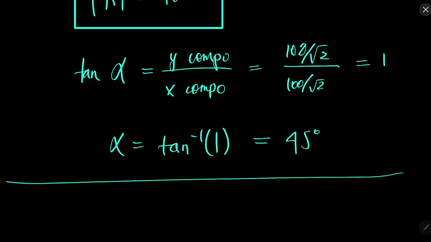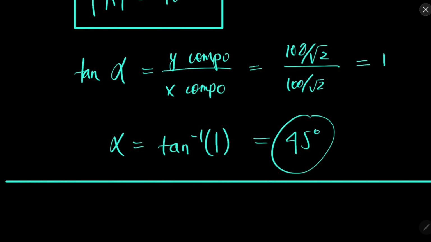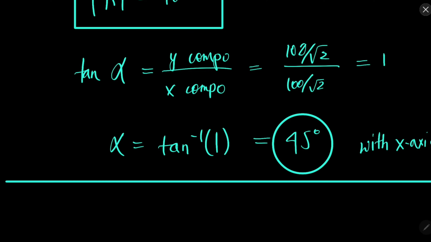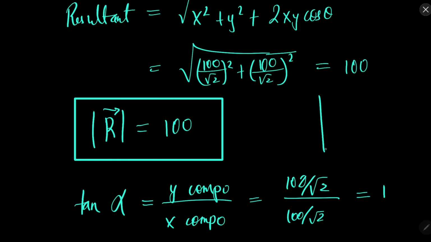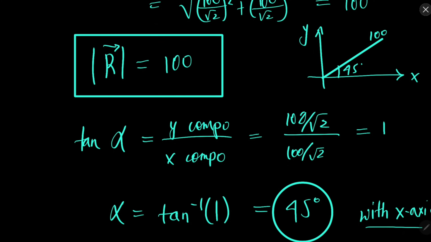So the resultant is 100 and the direction angle is 45 degrees with x. Even with y, any axis, it is the same. So with the x-axis it is 45 degrees. It is something like this, x, y. So 100 and the angle is 45 degrees. This is the resultant of the three vectors.